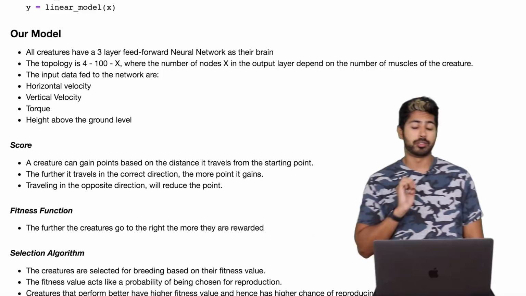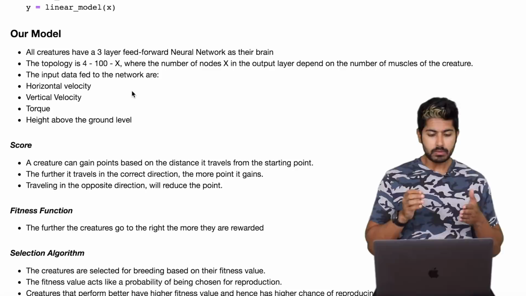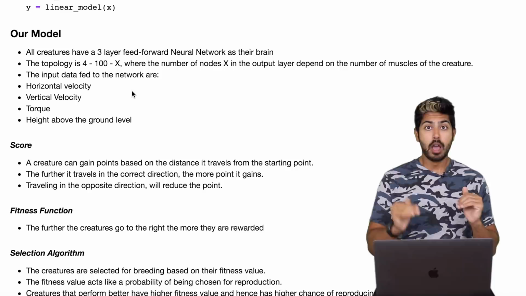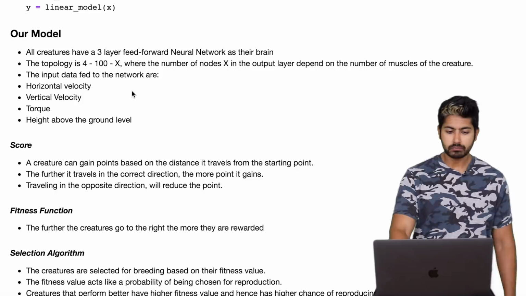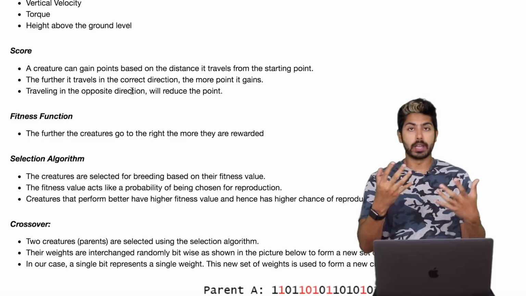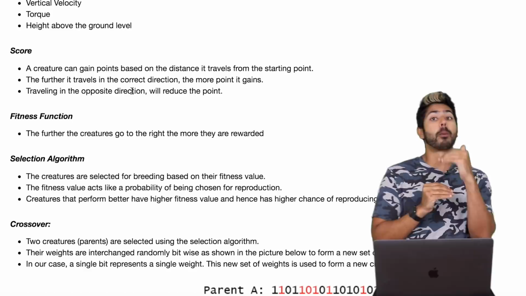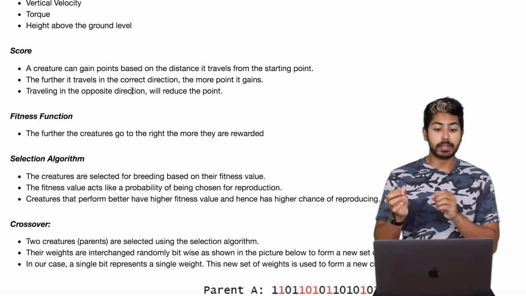The input data that's fed into the network are four different parameters: the horizontal velocity, how fast they're moving horizontally; the vertical velocity, how fast they're moving up and down; the torque, how fast they're turning; and the height above the ground level. The way that we are scoring these creatures is that they can gain points based on the distance they travel from the starting point. The further it travels in the correct direction, the more points it gains. If it goes from left all the way to the right, it's going to get a lot of points, and traveling in the opposite direction is going to reduce the points.